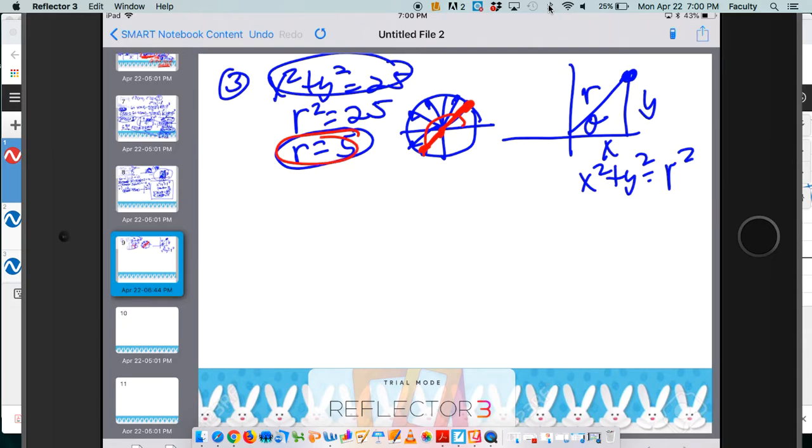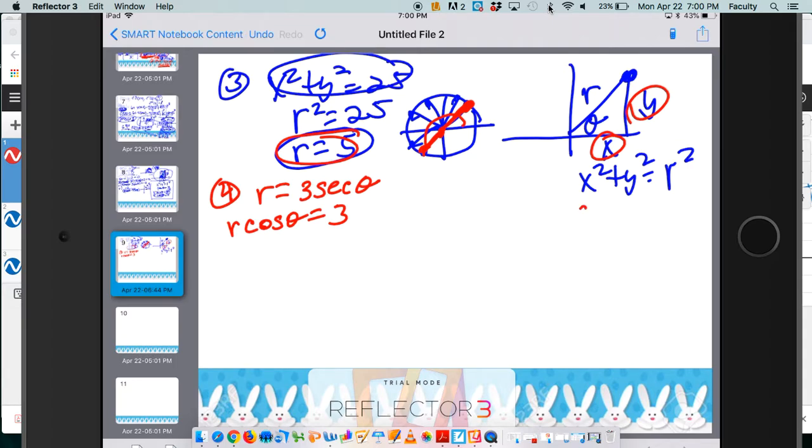All right, number 4. Convert to rectangular form. So I have r equals 3 secant theta. Secant reminds me of cosine, so I can divide both sides by secant, which will give me r cosine theta equals 3. And we have these two facts about x and y to get back to x and y.